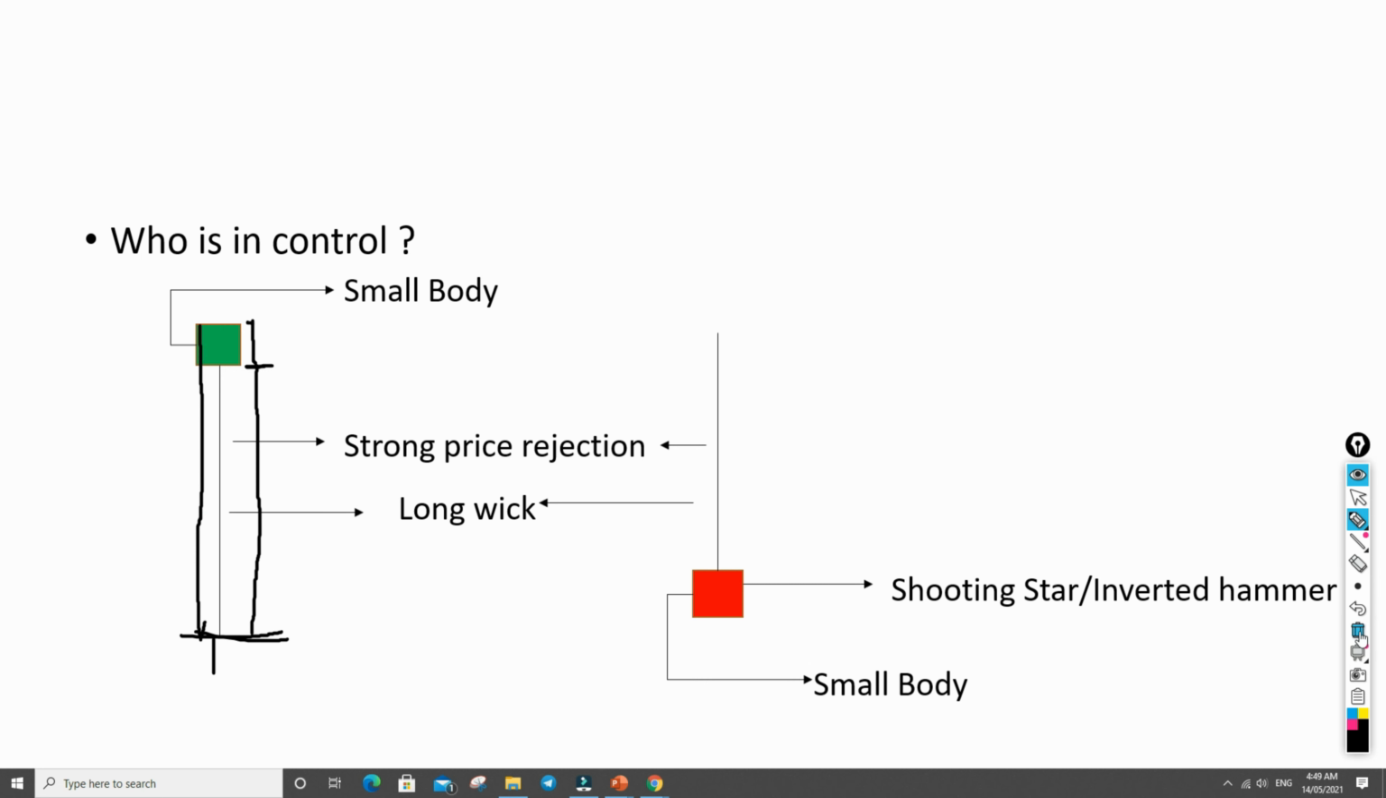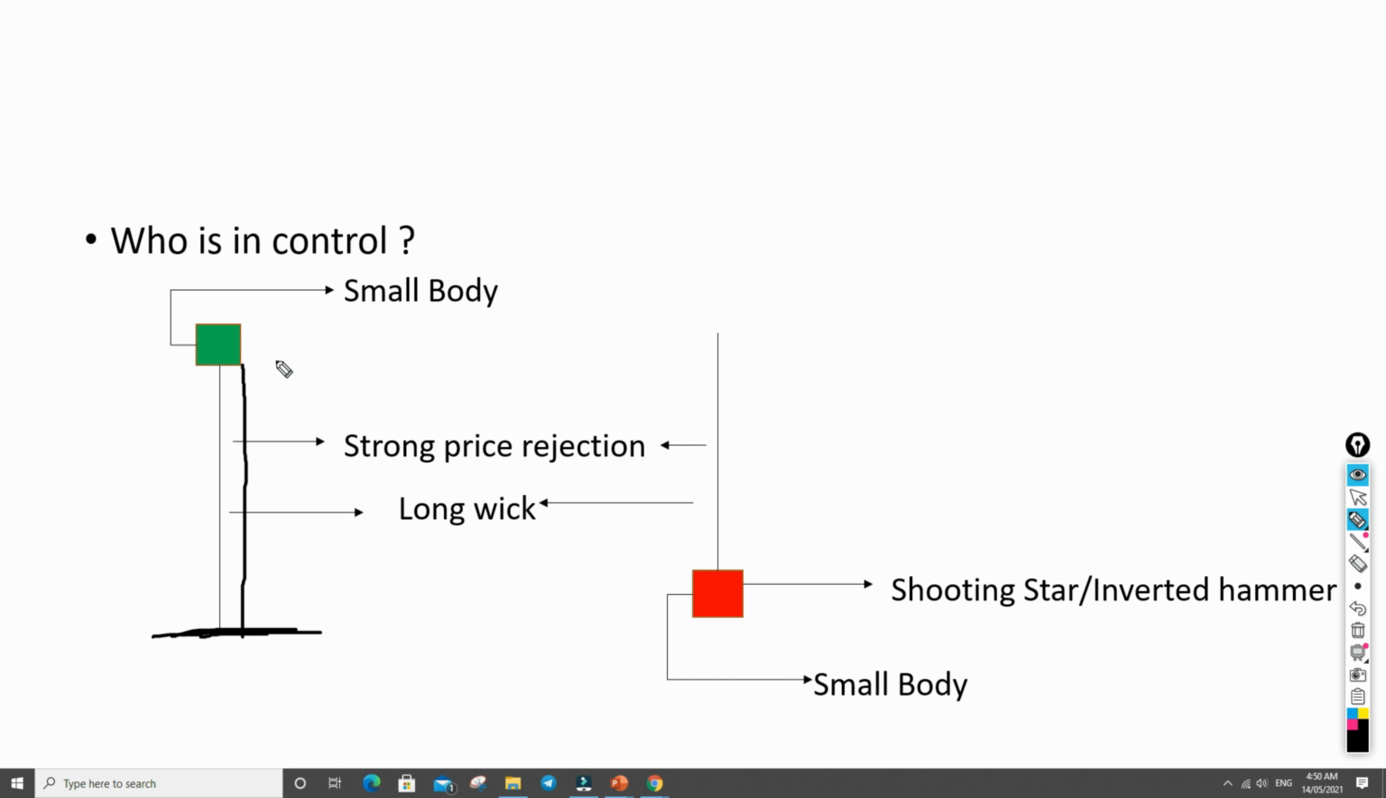Now, in this particular candle, who is in control? I will give you 10 seconds. That's right. In this candle, buyers are in control. Why? Because look, the seller came to this point, but at the end of the day, buyers pushed the price even higher than where the seller dropped. So this is a sign of strong rejection from this level. When price creates a rejection, that means the buyers took control of this candle.